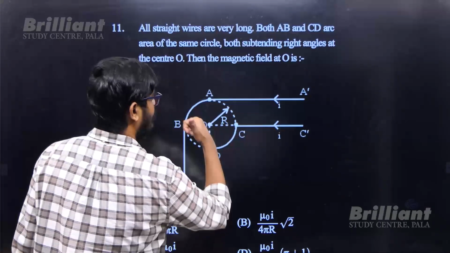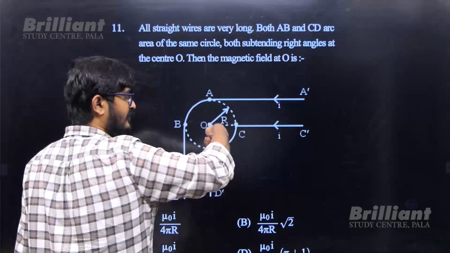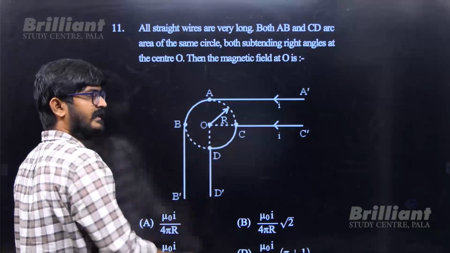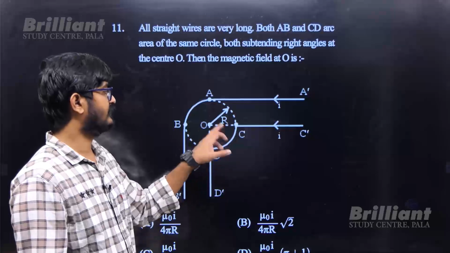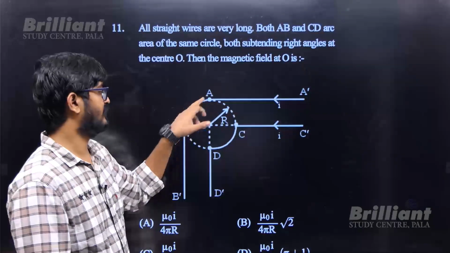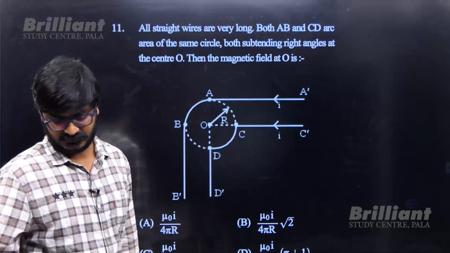Field due to this arc will be pointing in this direction. Field due to this arc will be pointing in the opposite direction. So field due to these two will get cancelled. Field due to these two is 0. Field due to these two will get cancelled. You need to find only the field because of this one plus this one, right?